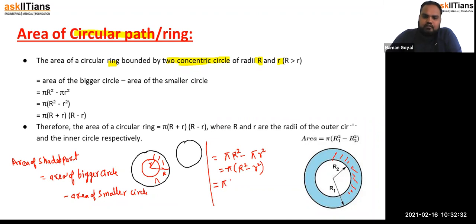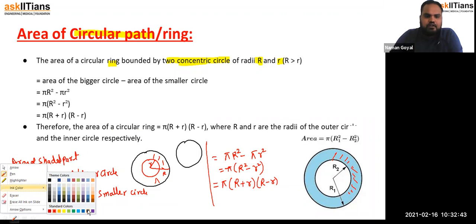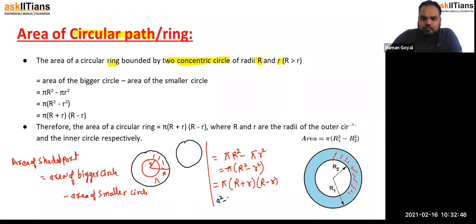So pi into R plus r into R minus r. How did we get R plus r and R minus r? We use the property a square minus b square is nothing but a plus b into a minus b. So for this question, the area of the bigger circle minus the area of the smaller circle is the area of that ring, or that shaded part we want.